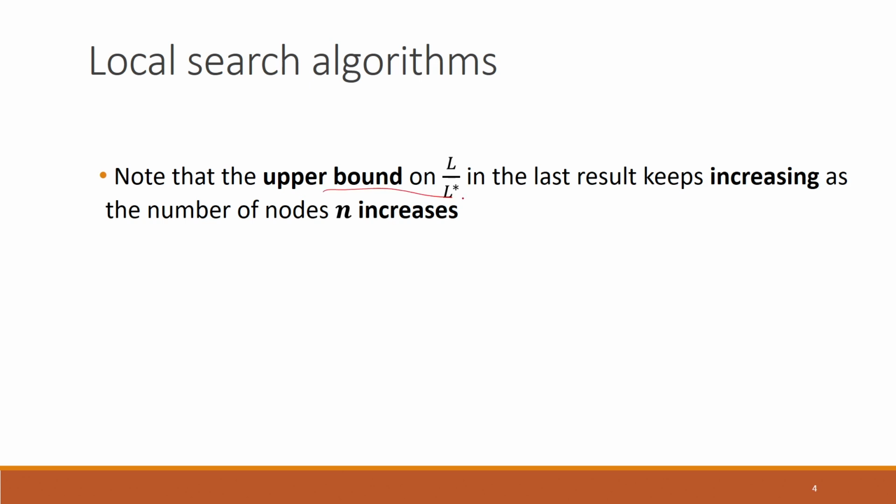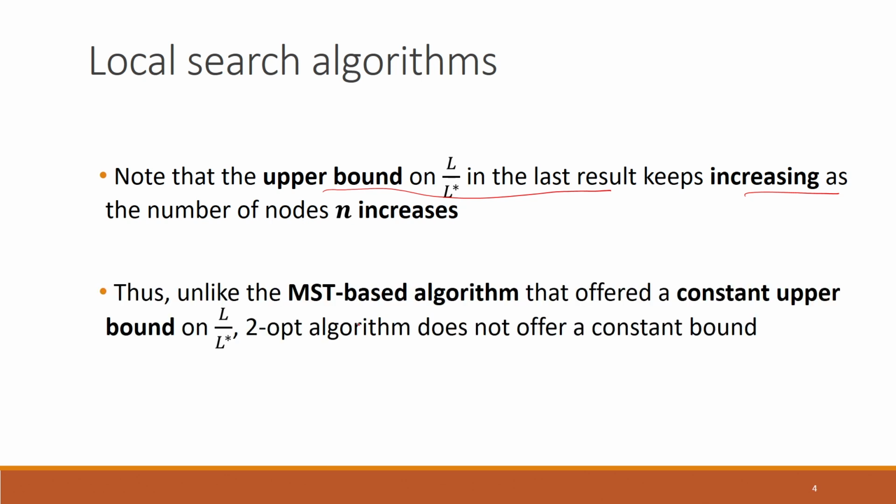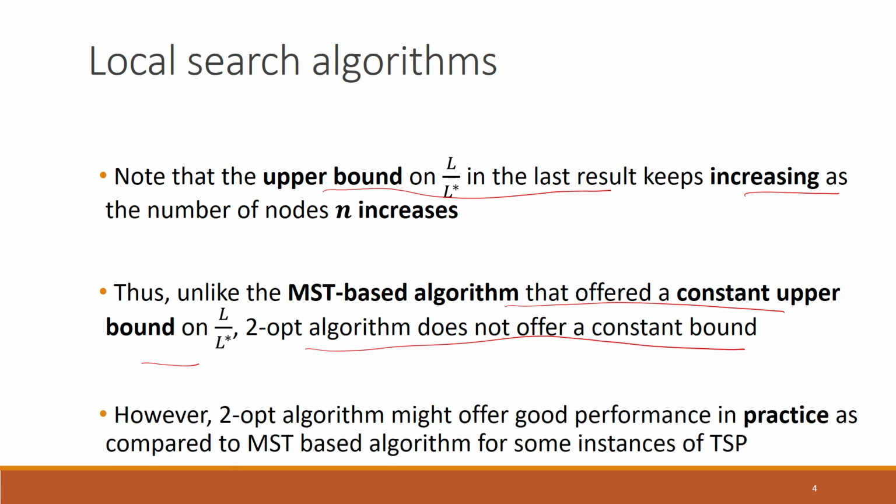So, this is saying the same thing I mentioned: the upper bound on L by L star in the last result keeps increasing as the number of nodes n increases. Thus, unlike the MST based algorithm that offered a constant upper bound on L by L star, this 2-opt algorithm does not offer a constant bound. However, for some examples of the traveling salesman problem, the 2-opt algorithm might give you a better solution than the MST based algorithm, and vice versa. Both of these algorithms are useful, and therefore we discussed both of them here.